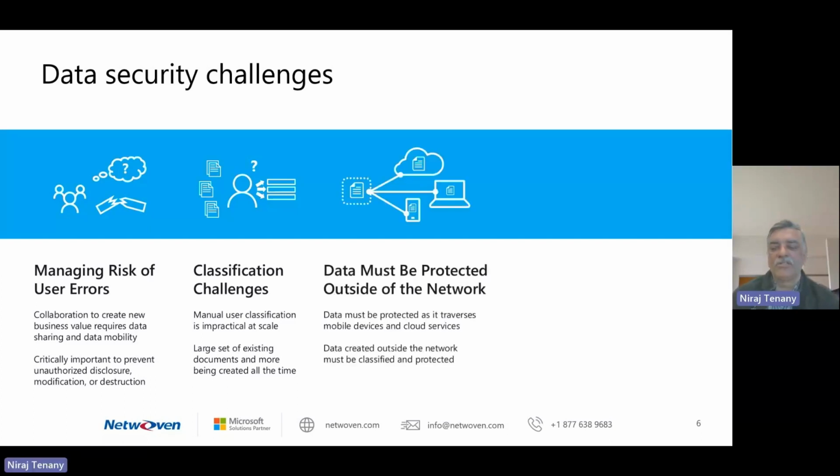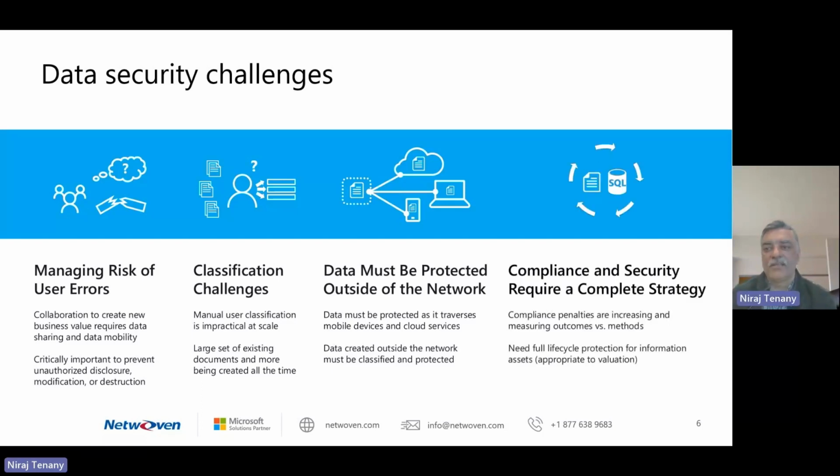Third, data must be protected outside of the network. In the past, the networks were more on-prem and around your on-prem systems, but with the cloud, the networks have expanded. So how do you really protect data with this vast network that is out there? And then finally, compliance and security require a complete strategy. In the past, it used to be focused on just a small group of people or a legal strategy, but now compliance and security require a more holistic, complete strategy.